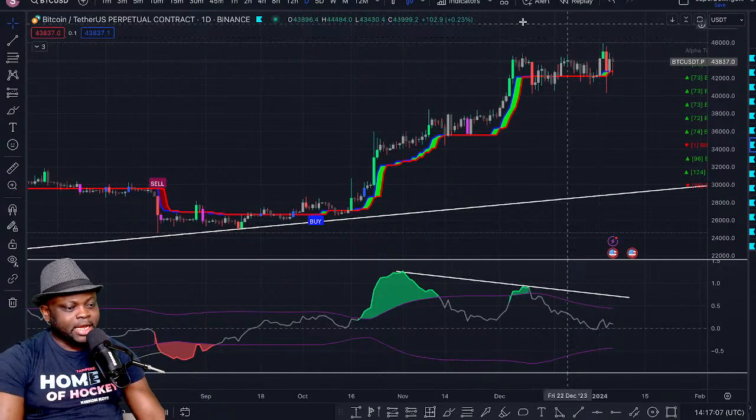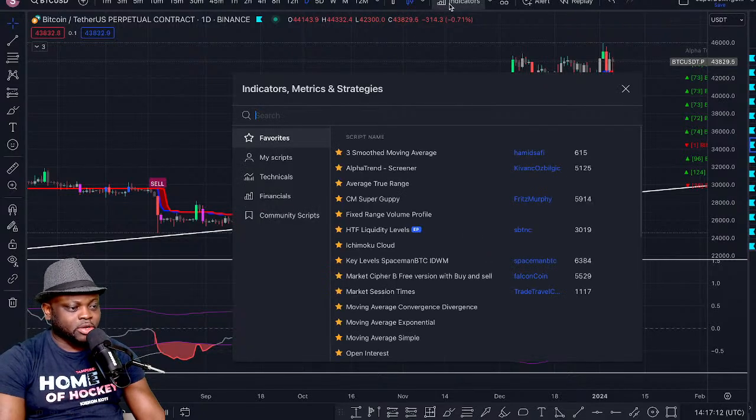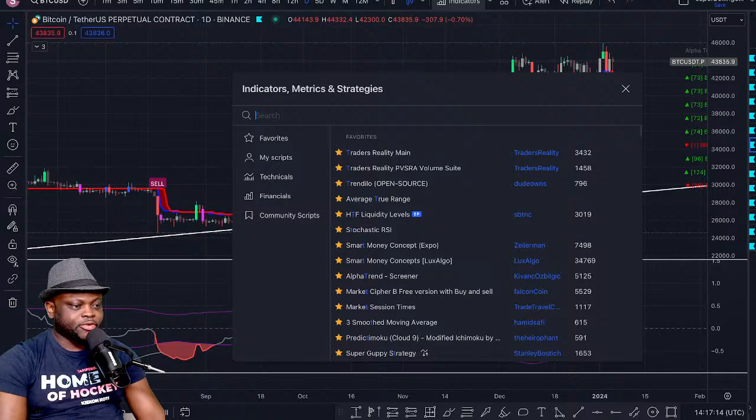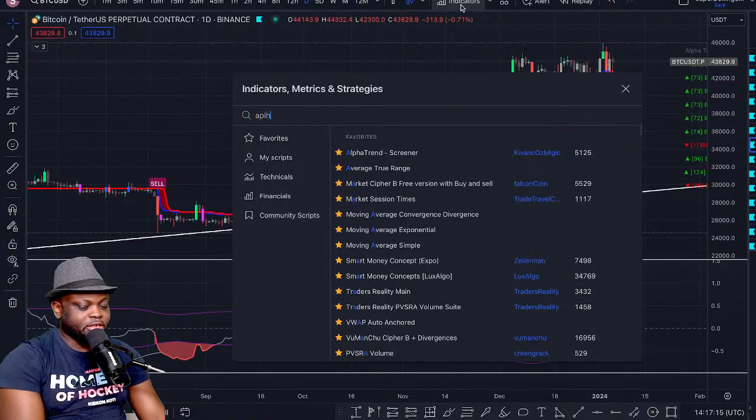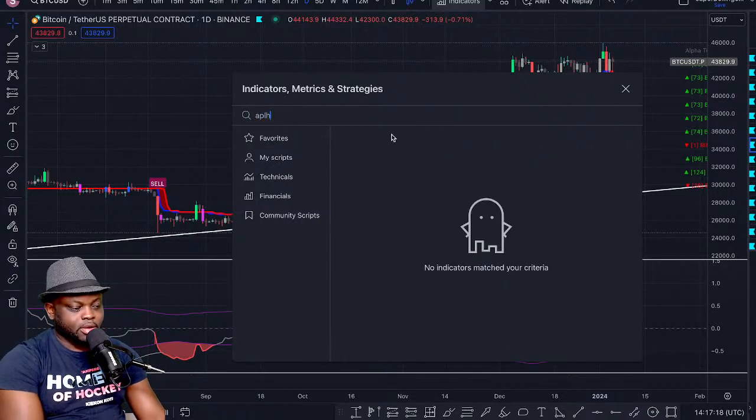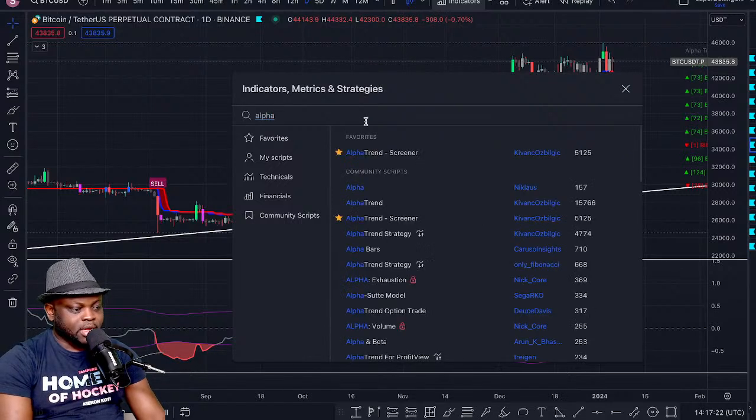But how to get it? Go to the indicator tab. Just search for alpha trend, and you're going to see the alpha trend signal. This is the alpha trend screener. This is the one you want to choose, the one with Kivan or Bligi. This is the one, the first one. You can mark a star there so that you can always have it in your favorites. And the next one is Trendilo.